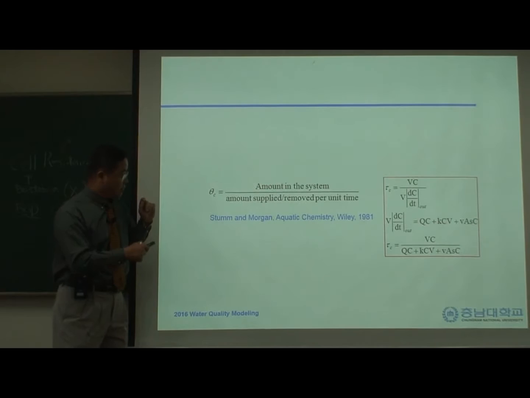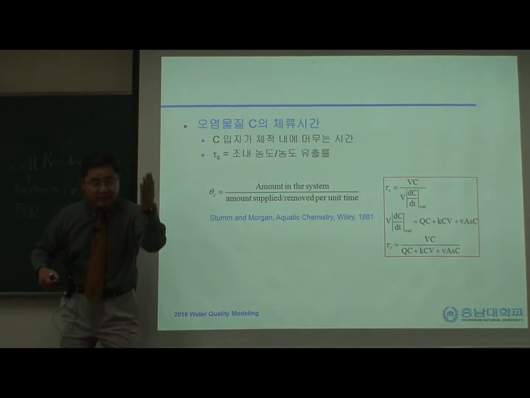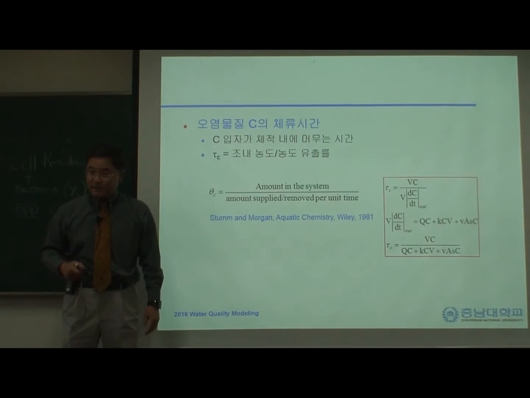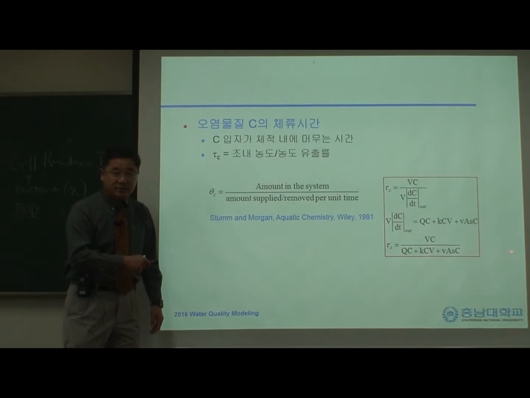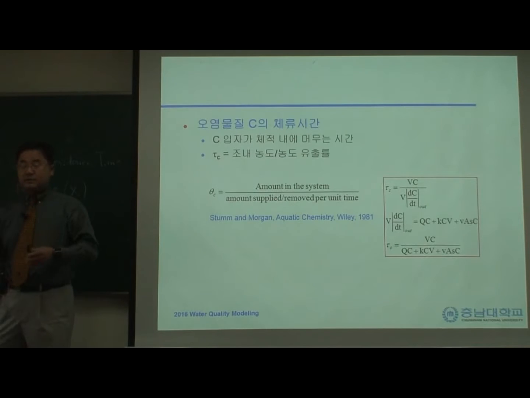But we are now talking about the pollutant C. C has K, C has Vs, because it decays, it can settle, okay? So that's why we carry this one, so we have to consider that part in your calculation.